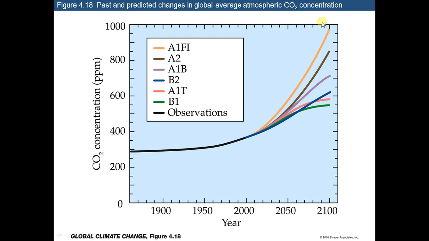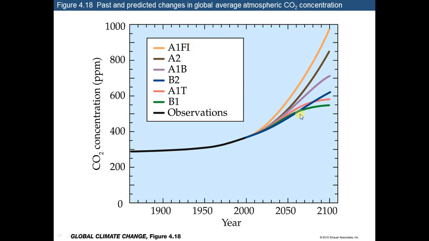So if I asked you, what's the maximum possible concentration of carbon dioxide in 2100, based on these 4 emission scenarios, these 6 total emission scenarios, right? Because I have to remember A1 has 3. It's close to 1,000 parts per million. It's about 970 parts per million. And that's A1FI, business as usual, worst case.